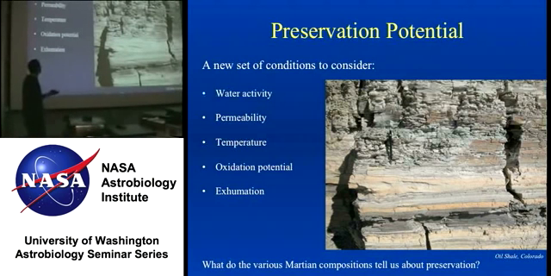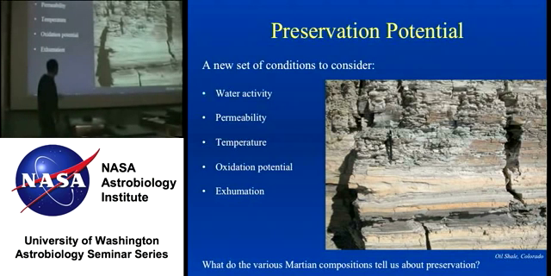Permeability: are you able to wash it away? Temperature: if you bury it too deep, you're going to basically decompose things. Oxidation potential: you generally don't want to oxidize it, so you don't want it exposed to, say, UV radiation right at the surface of Mars. And then exhumation: you want it to be exposed at the surface. So you want it to be at the surface, but not for too long.